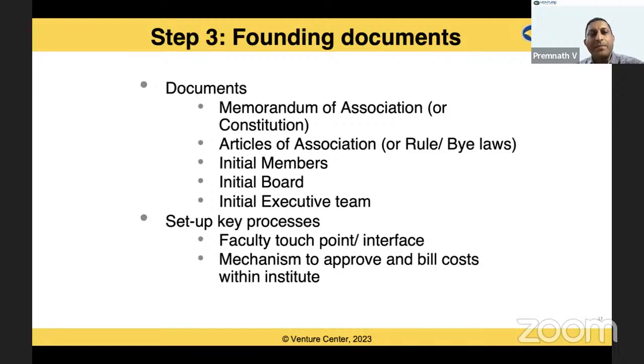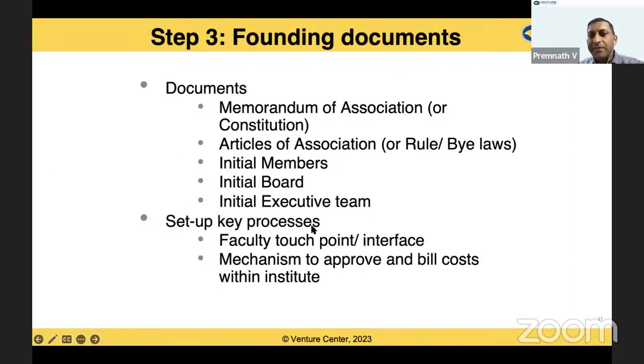And initial members, initial board, you need to decide who will be the board. There will be some members who will be part of the general body of this organization, and an initial board and initial executive team. Typically, shareholders or members will vote in the board, and the board is responsible for governance, whereas the executive team is responsible for day-to-day operations of the company, right?